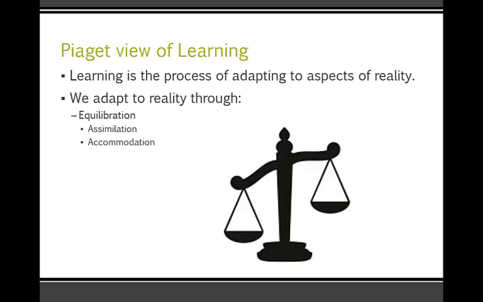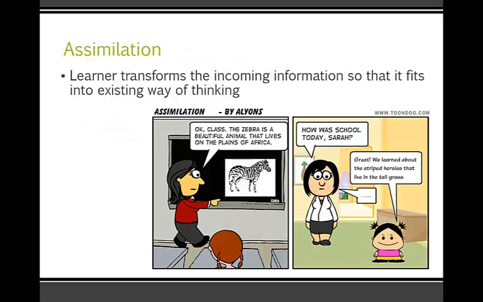The drive that we have to maintain equilibrium between our cognitive structures and environment causes us to go through one of two processes, either assimilation or accommodation. Those are the two things that we do to adapt to the reality around us. So assimilation is when the learner transforms the incoming information so it fits into their existing way of thinking. We often use examples of children and animals for this because they're just so common.